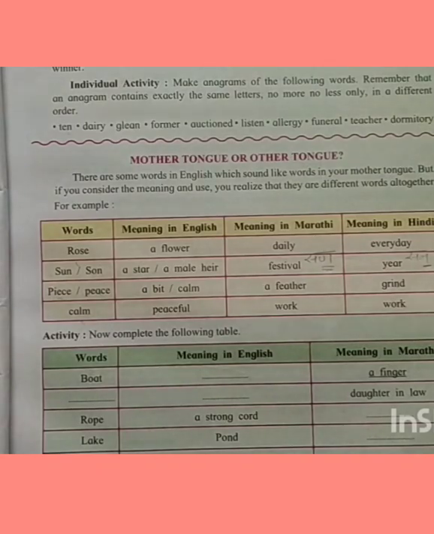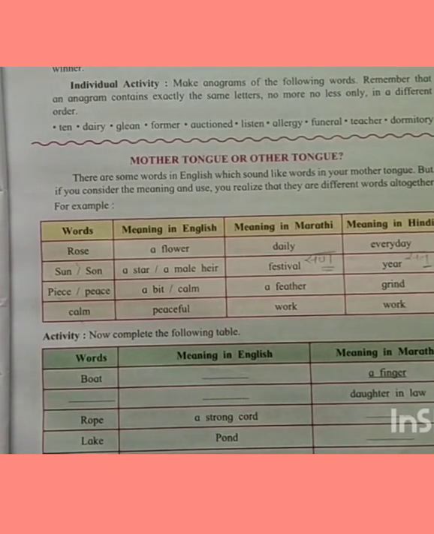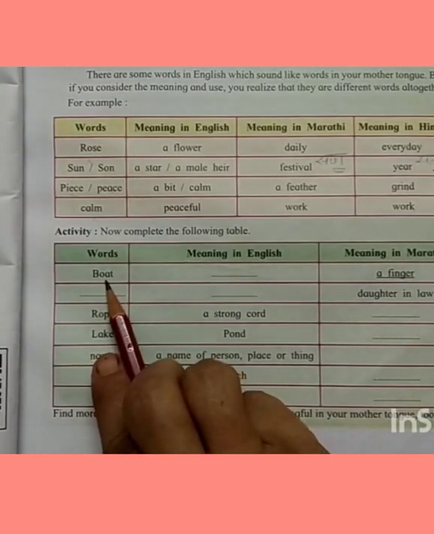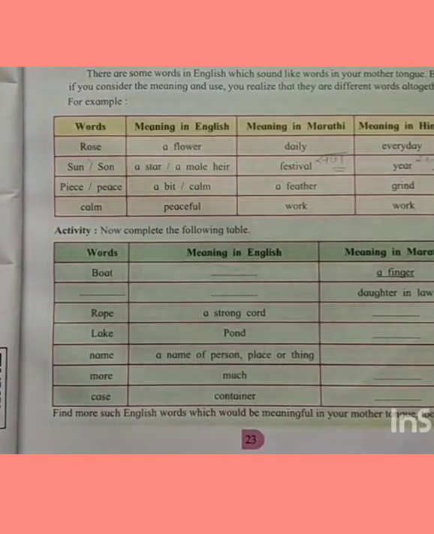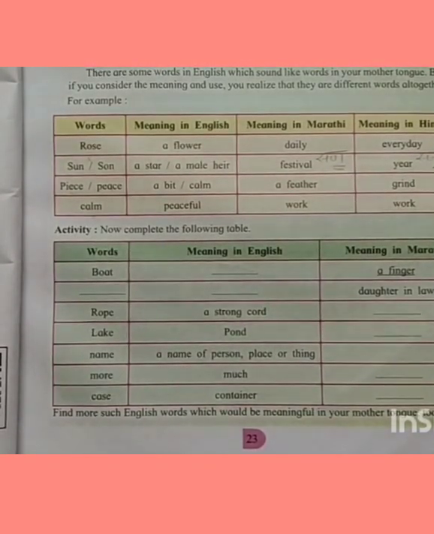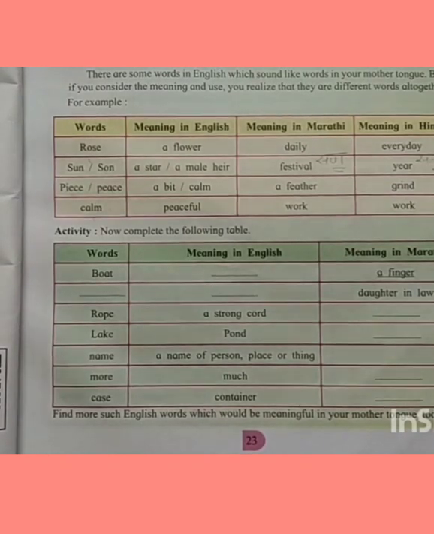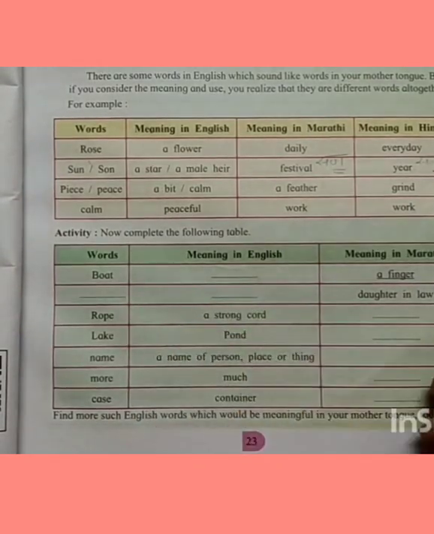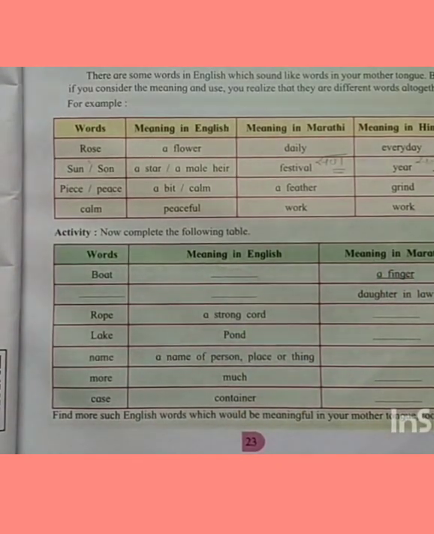So thus mother tongue and other tongue, that is, some words are used in more than one language, but they have different meanings. Now you have to complete this. Okay, boat. What is the meaning of boat in English? It is a method of traveling, a mode of traveling. And in Marathi the meaning is finger. माझं बोट दुखतं आहे, माझ्या बोटाला लागलं आहे. So the meaning of boat will be finger.